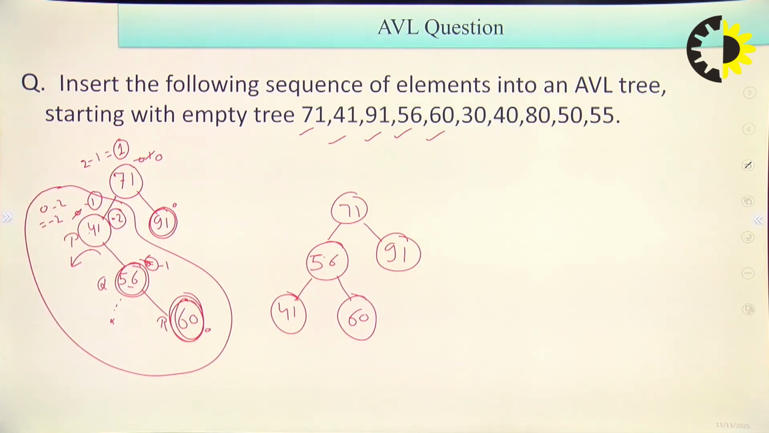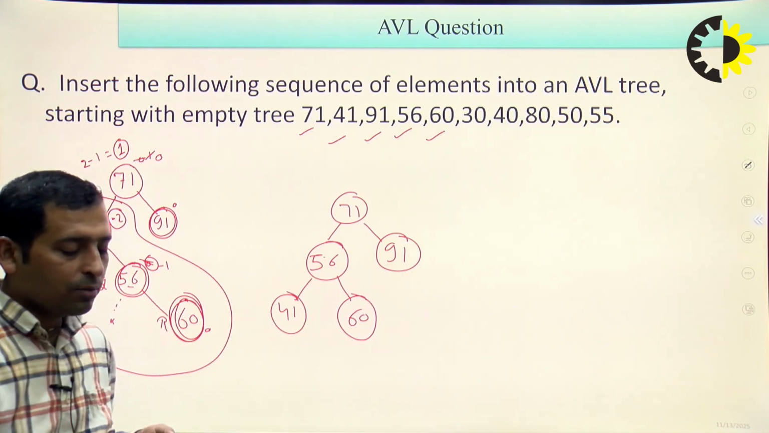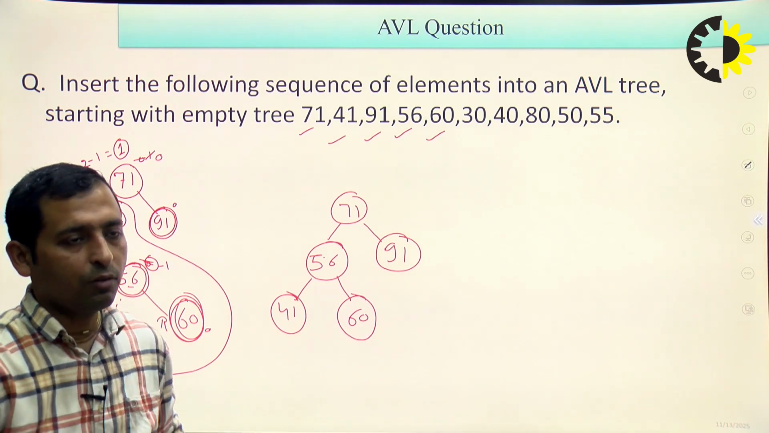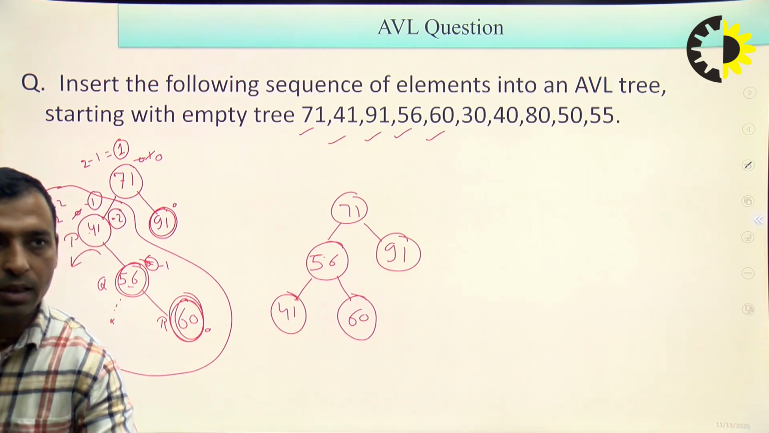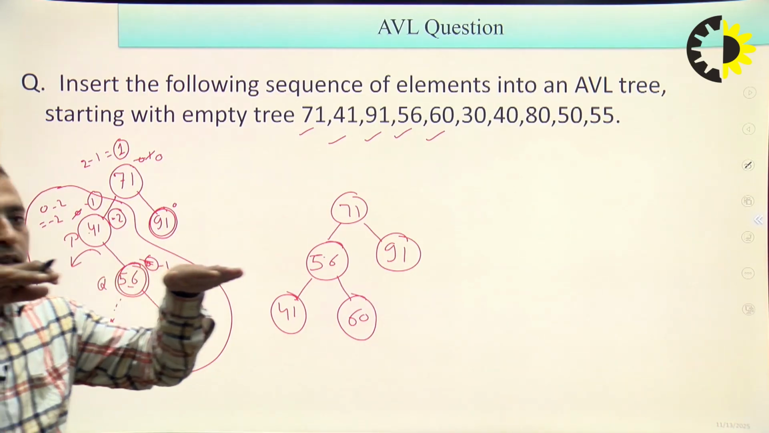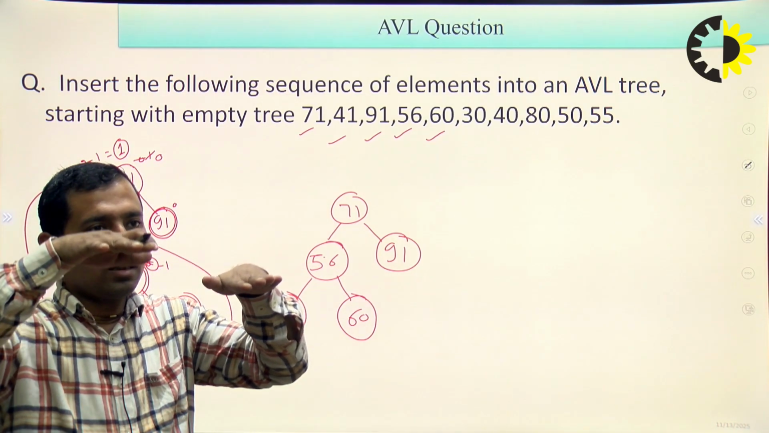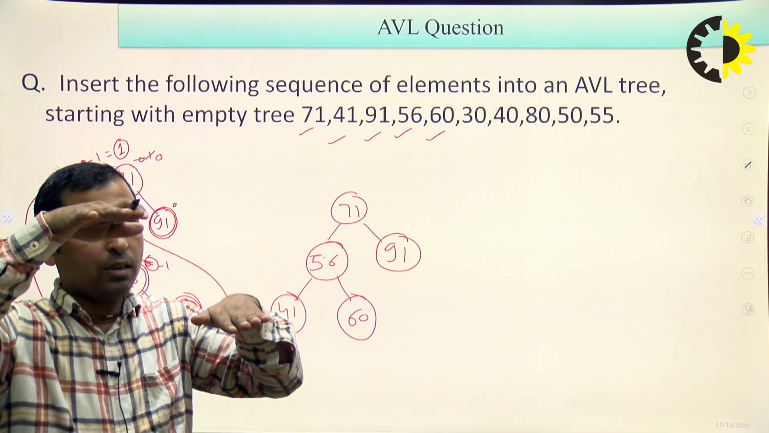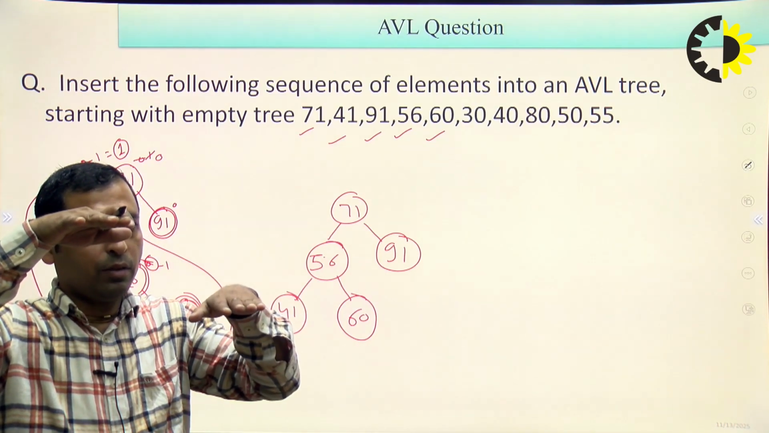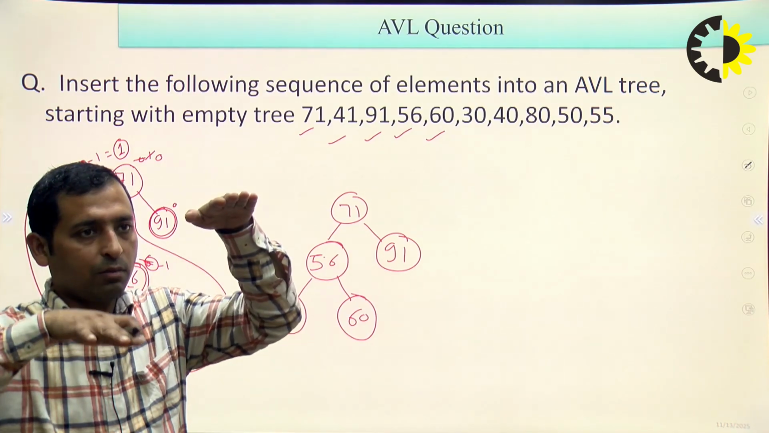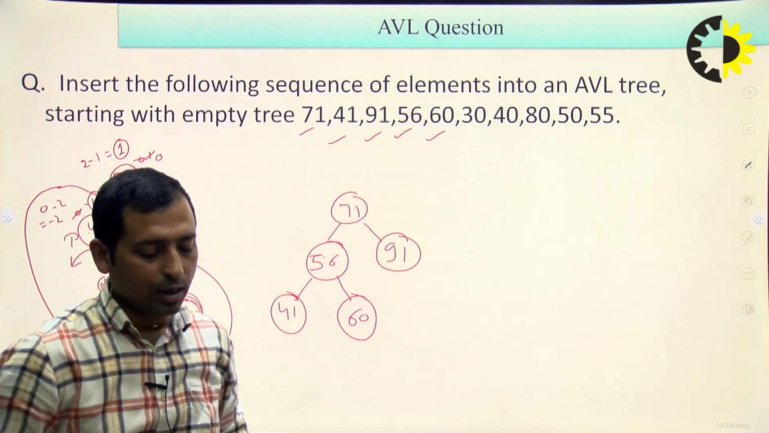We see the balance factors 0, 1 or minus 1 are accepted. What is the meaning of this? 0 means the right subtree height and left subtree height are both the same. 1 means we can accept a difference of 1 or minus 1; a height difference of 1 is accepted.